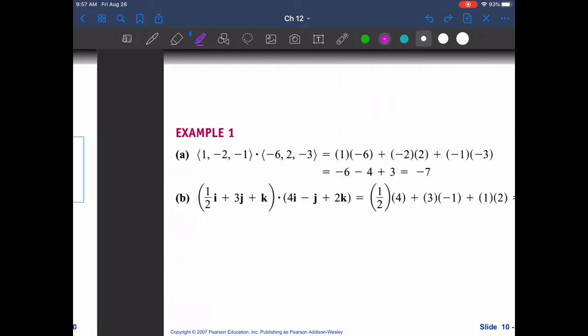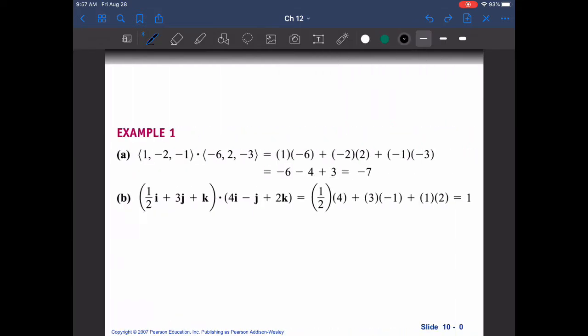So here were our dot products. Let's try doing some dot products. We have two vectors written in component form, and what we're doing is linking up the x components, linking up the y components, and then linking up the z components. You multiply your pairs together. 1 times negative 6 is negative 6. Negative 2 times 2 is negative 4. And negative 1 times negative 3 is positive 3. Add them all up, and there's your single scalar that represents the dot product between these two.